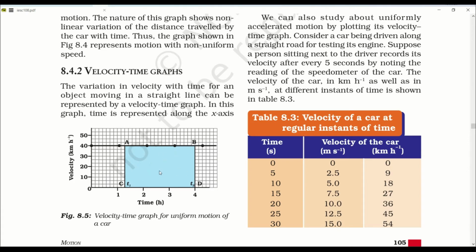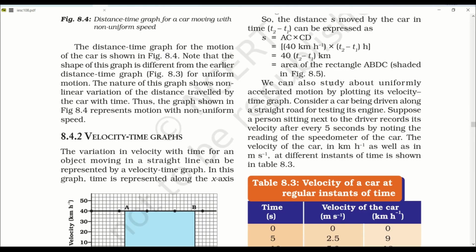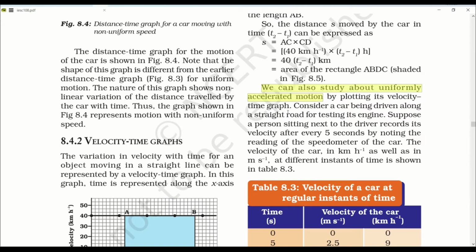Here the figure is a rectangle. So AB is the length and BD is the breadth. Length into breadth will be the area of the rectangle, and that will be equal to the displacement covered by the car. We can also study uniformly accelerated motion by plotting its velocity time graph.